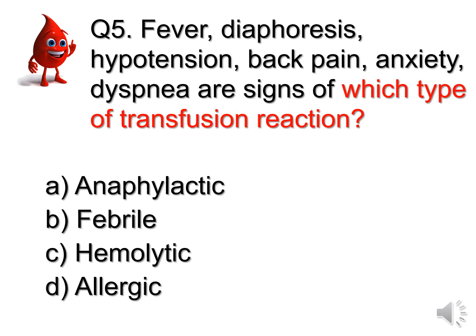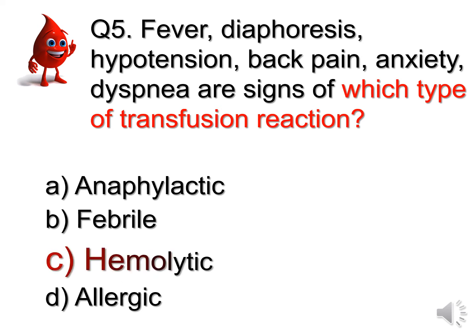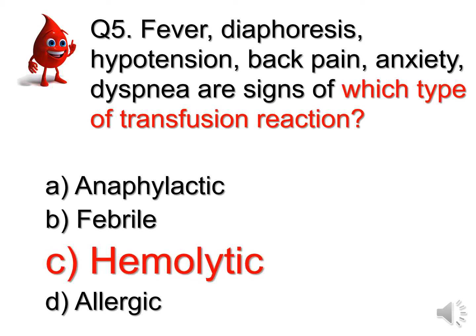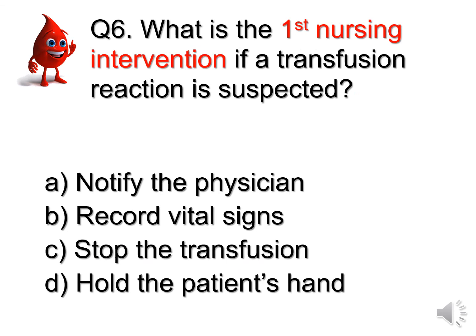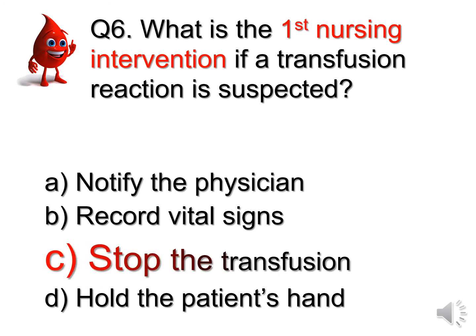Fever, diaphoresis or sweating, hypotension, chest pain, back pain, anxiety, dyspnea are signs of which type of transfusion reaction, typically? The correct answer is hemolytic, an acute hemolytic reaction. What is the first nursing intervention if a transfusion reaction is suspected? Call the doctor, do vital signs, stop the transfusion, hold the patient's hand. C, stop the transfusion.